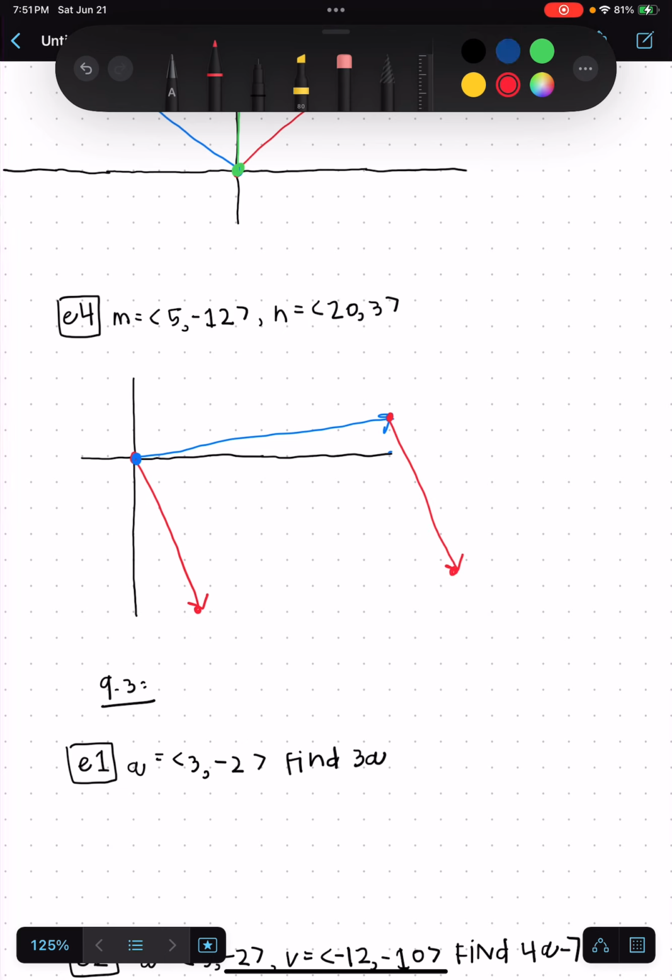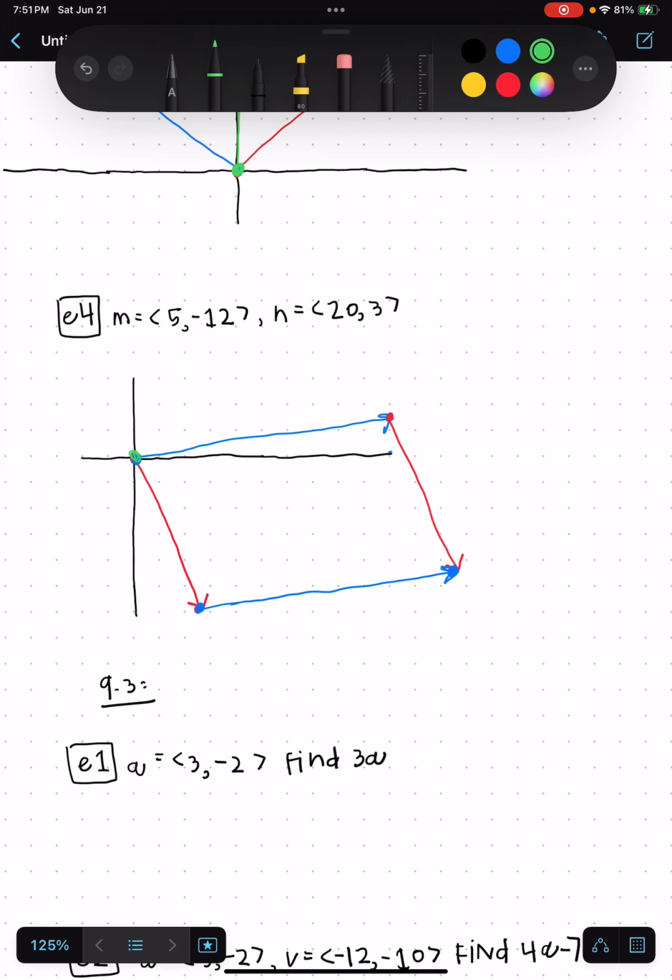There we go. And then the blue one, we're going to start at the end of the blue one, and then we're going to go over 20 and up 3. So over 20 and 3. Okay, and then the point ends up being the same. We kind of already knew that. And then that makes a parallelogram.